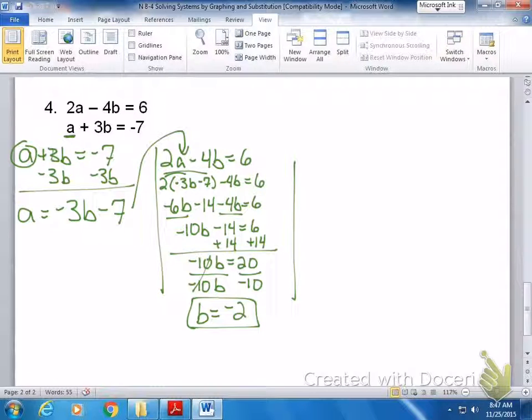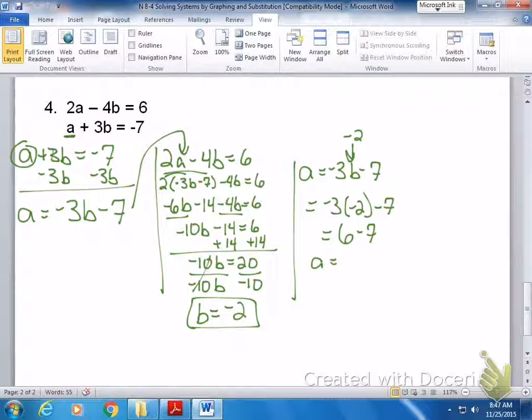Now that I know what b is, I can take my a equation over there. A equals negative 3b minus 7, and I can plug b as negative 2. So now I have negative 3 times negative 2 minus 7, which is 6 minus 7, which means that a is equal to negative 1. Oops, I don't know why I wrote negative 7, but it's negative 1. Now I'm going to write these in alphabetical order. I have a solution. And since it's a, b, I'm going to write negative 1, negative 2. And there you go.